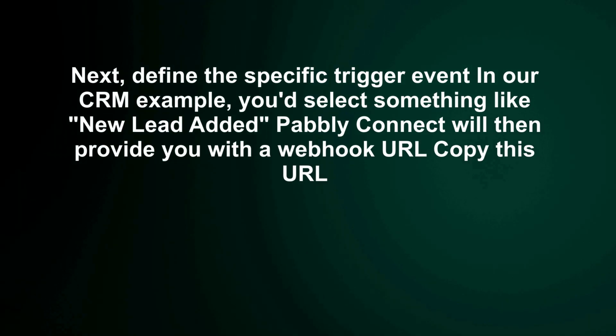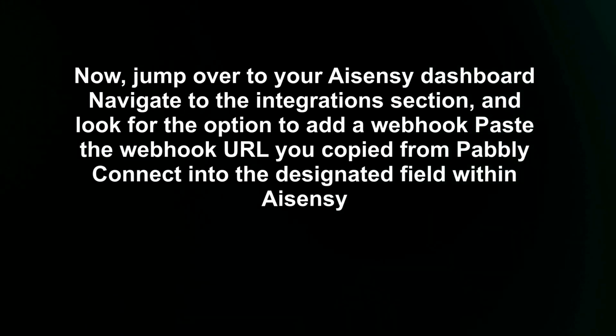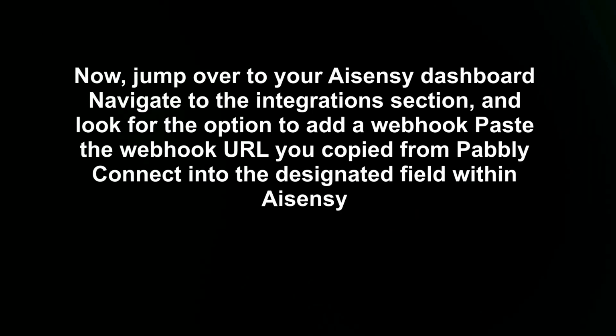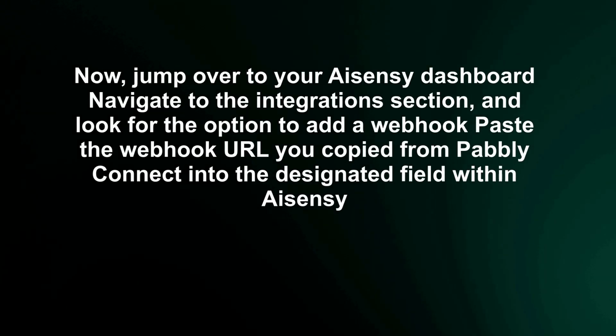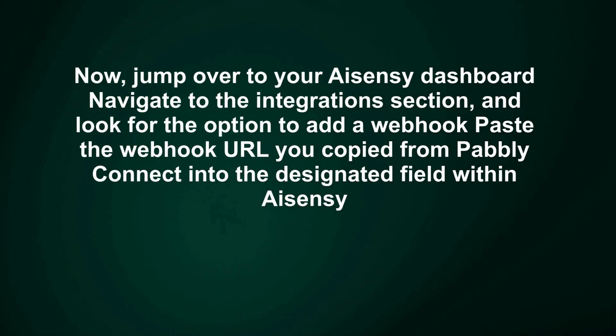Pabbly Connect will then provide you with a webhook URL. Copy this URL. Now, jump over to your Aisensy dashboard, navigate to the Integrations section, and look for the option to add a webhook. Paste the webhook URL you copied from Pabbly Connect into the designated field within Aisensy.